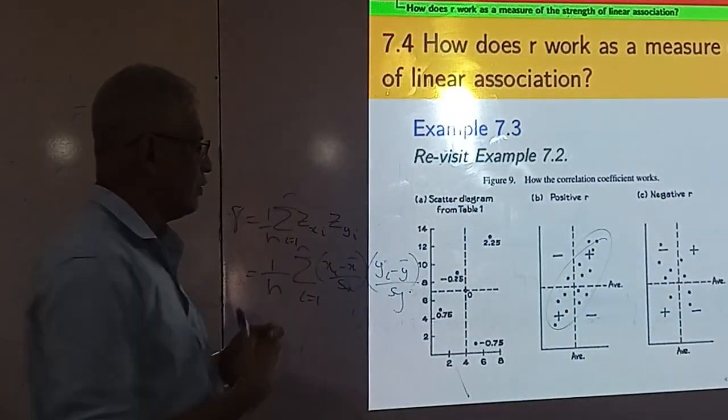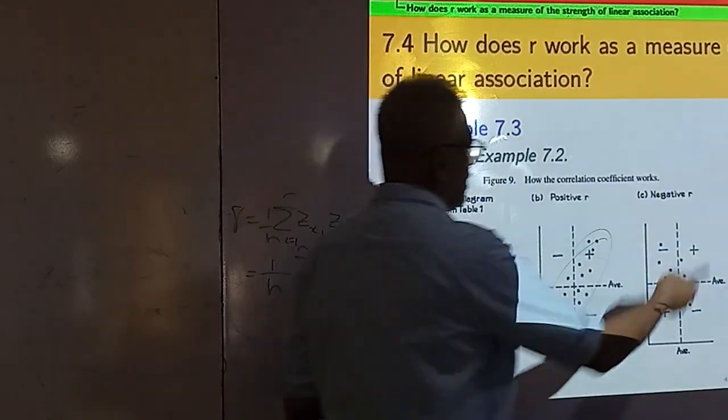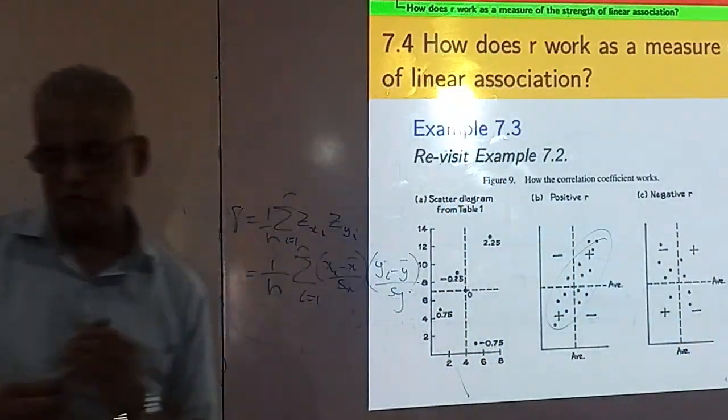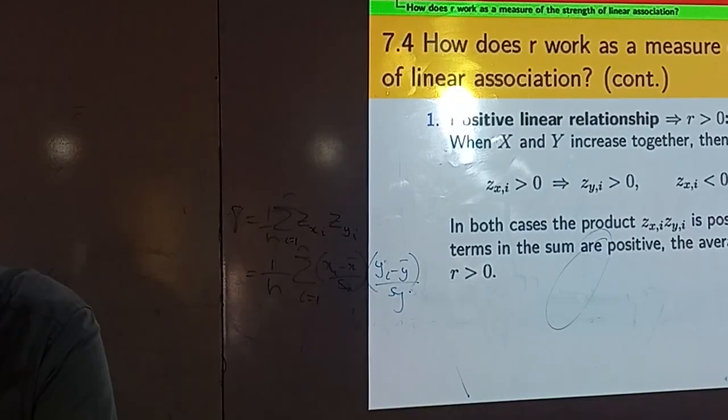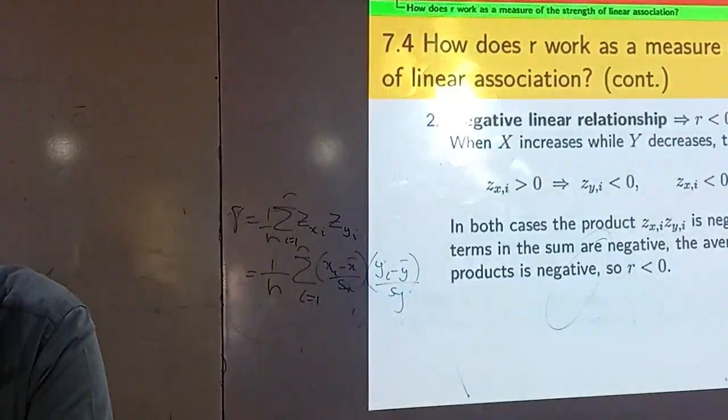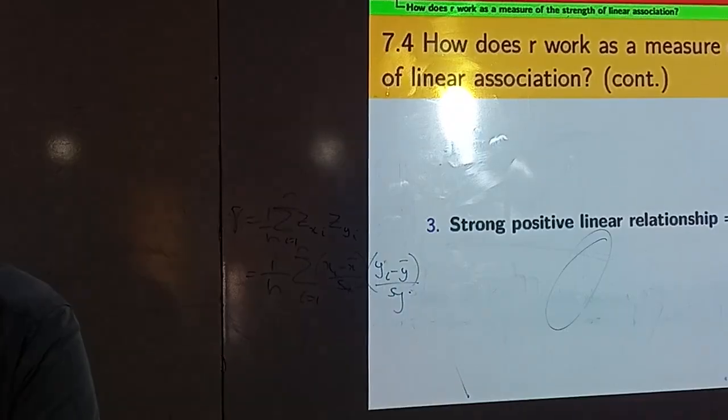And similarly the other way around, if you have a negative linear relationship, you can explain it in the same way. I have mathematically written it down here, you can understand that.